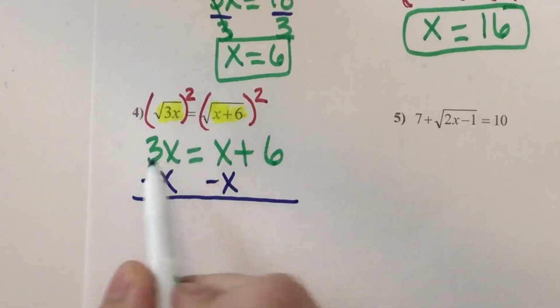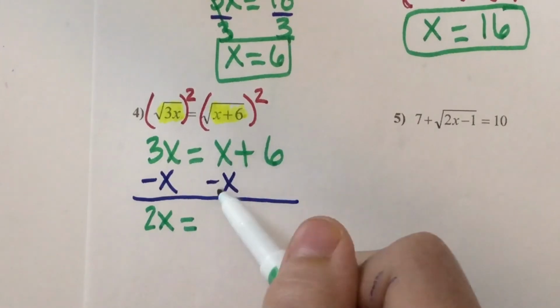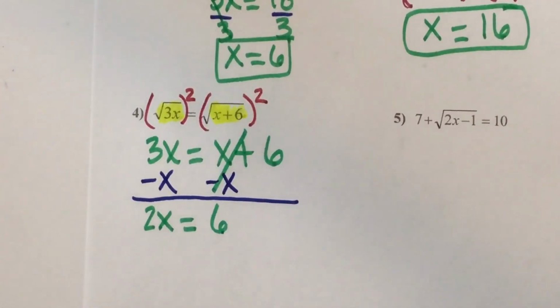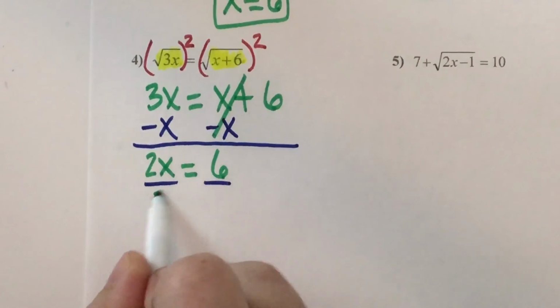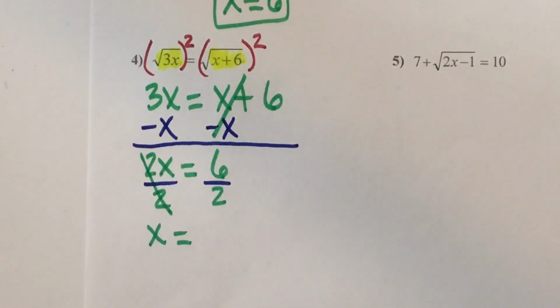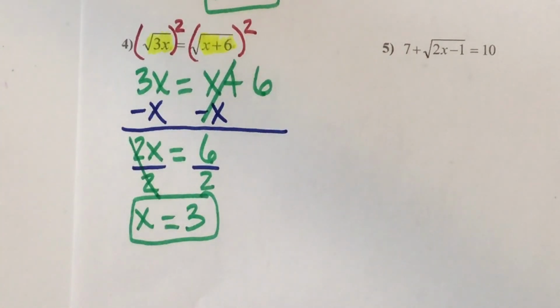And then 3x minus 1x makes 2x. X minus x is 0, so that's gone. Shoop! All I'm left with is 6. And then how will I get rid of that little 2? I'm going to divide. So to undo multiplication, we divide. And the 2's cancel out. And what's 6 divided by 2? 3. So it looked a little different, but it was not hard.